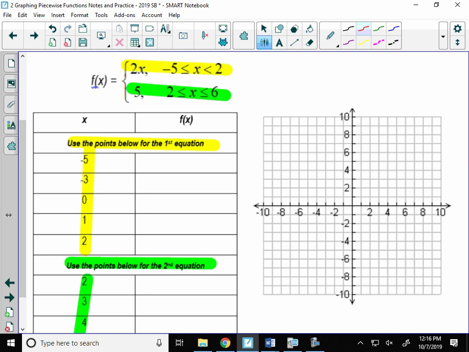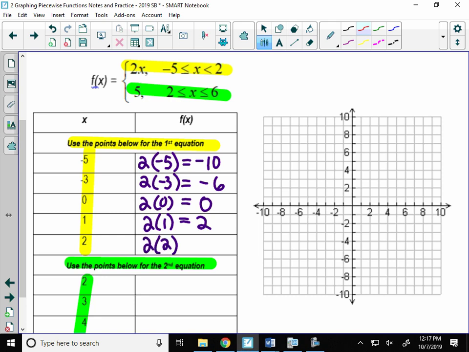Okay, so if I were to put -5 into this x value, -5 into the function, I have 2 times -5. What's my output? -10. And you can do this in your head. I'm just showing you that I'm taking -3 and putting it in for x in that function. So I'd have 2 times -3, which is -6. 2 times 0 is 0. 2 times 1 is 2. And 2 times 2? 4. Okay. Now I have those points.